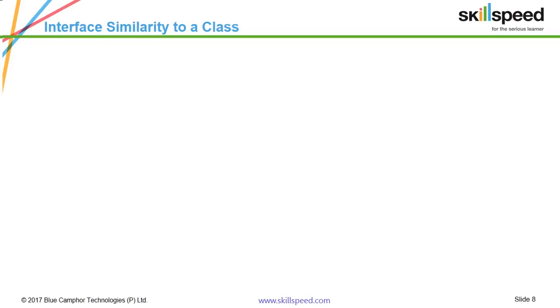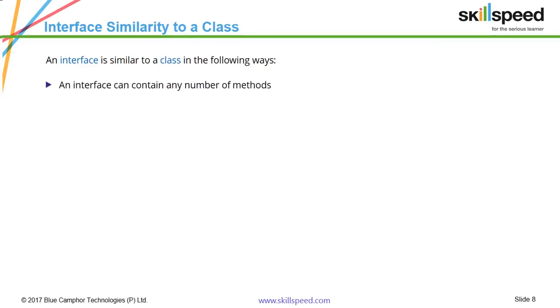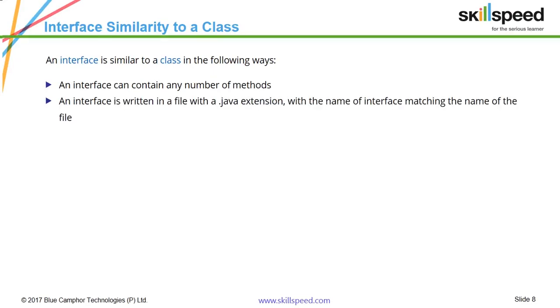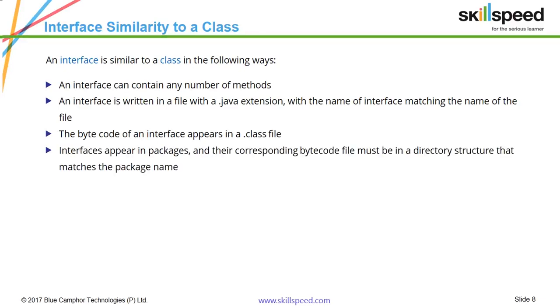What is the similarity between an interface and a class? An interface is similar to a class in the following ways. An interface can contain any number of methods like a class. An interface is written in a file with a .java extension with the name of the interface matching the name of the file. The bytecode of an interface appears in a .class file. Interfaces appear in packages and their corresponding bytecode file must be in the directory structure that matches the package name.